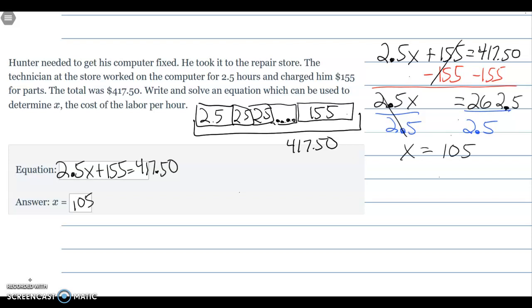So Hunter needs to get his computer fixed. He took it to the repair store. The technician at the store worked at the computer for 2.5 hours. So that's the total amount of hours that he worked. Okay, and they charged him 155 for parts, and determined that the x will be the labor cost. So we've got 2.5, 2.5, and 2.5 being repeated again and again. And then we'll add that together with the 155 for the parts. That's just a flat fee. You add that together and it should equal 417.50.